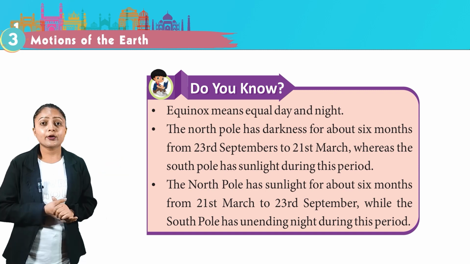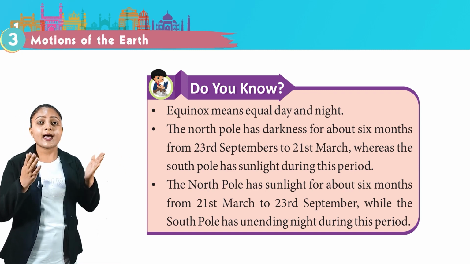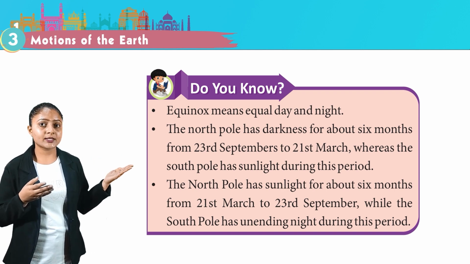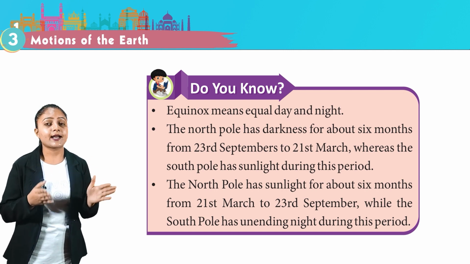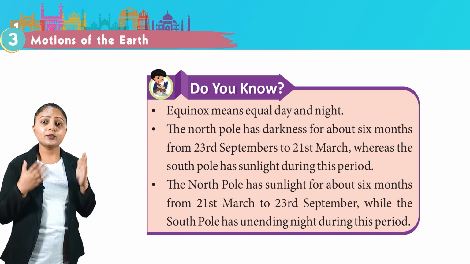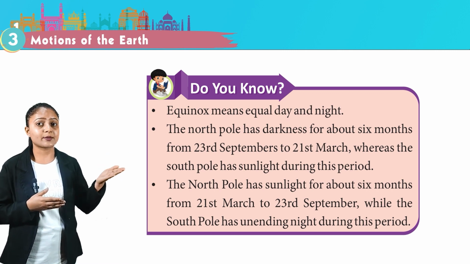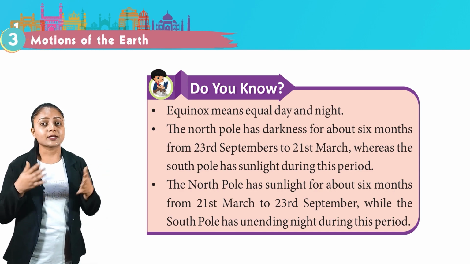Do you know? Equinox means equal day and night. The North Pole has darkness for about 6 months from 23rd September to 21st March, whereas the South Pole has sunlight during this period. The North Pole has sunlight for about 6 months from 21st March to 23rd September, while the South Pole has unending night during this period.